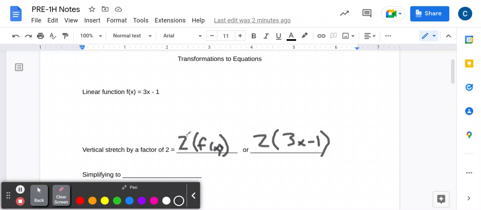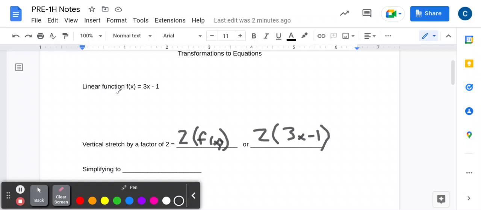Okay, so when we simplify f of x with a vertical stretch of a factor of 2, we just distribute 2 through the 3x minus 1 because it's 2 times f of x. Remember, f of x is this whole thing. So the new function is going to be 6x minus 2. Okay, so nice and easy.